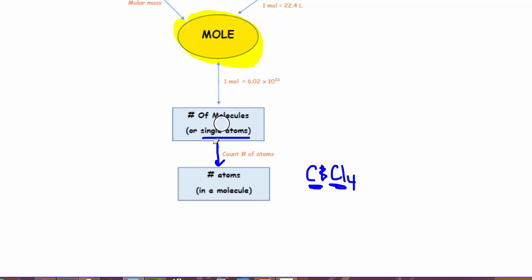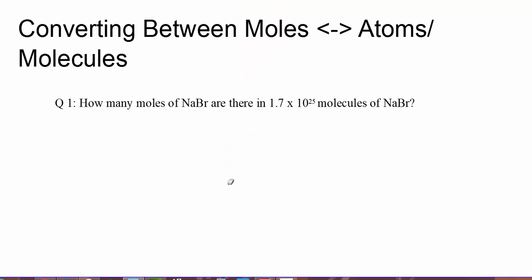So here's our first question. How many moles of sodium bromide are there in 1.7 times 10 to the 25 molecules of sodium bromide? So our first step here is to think about where we're going and to make our plan.